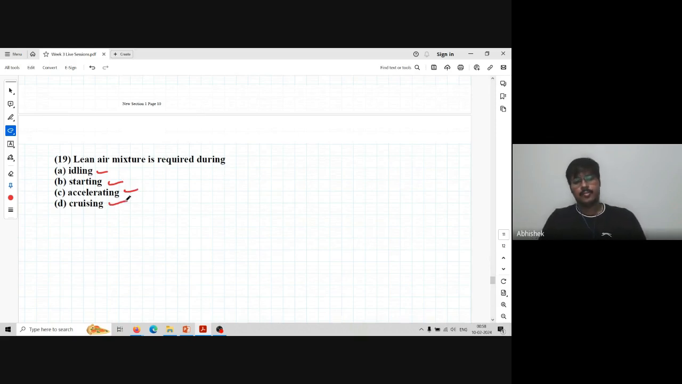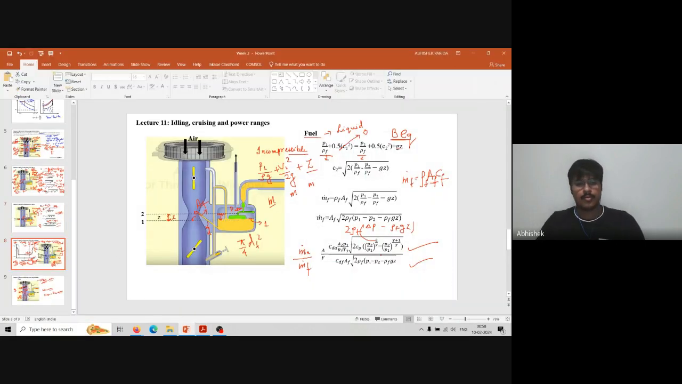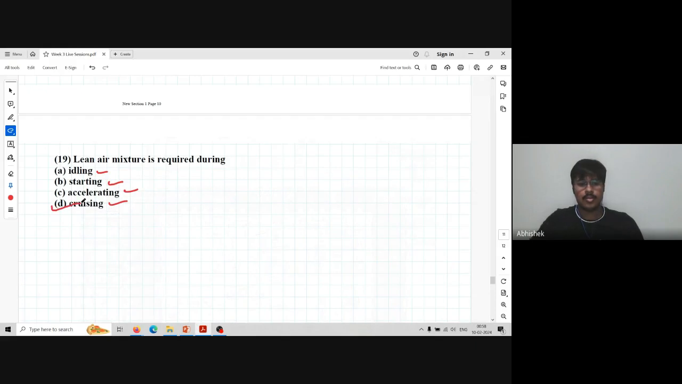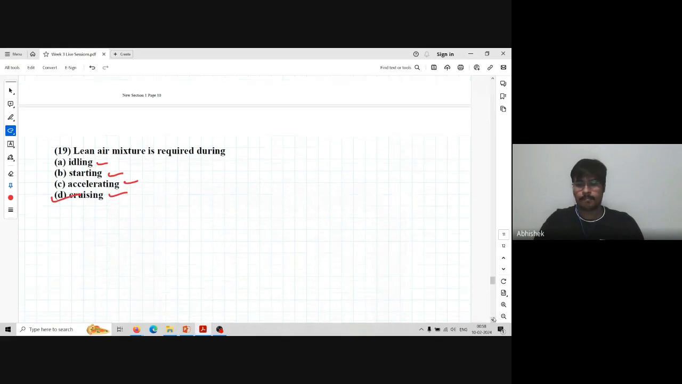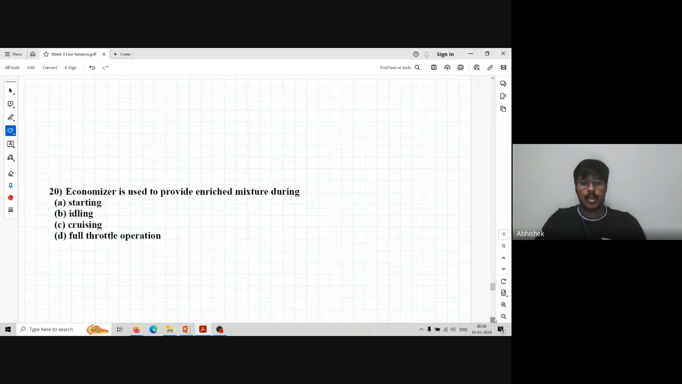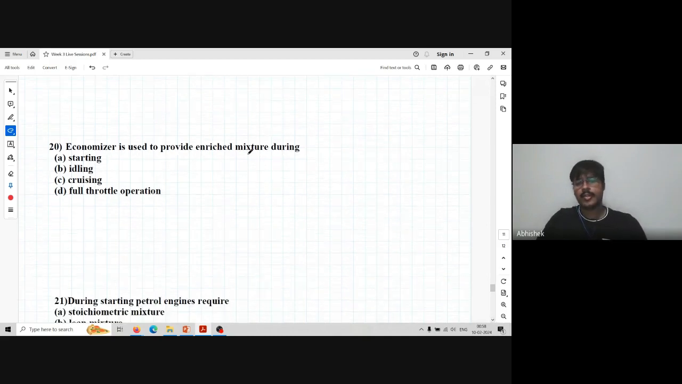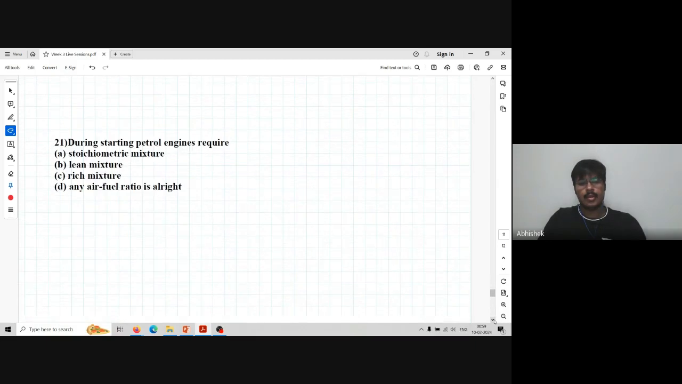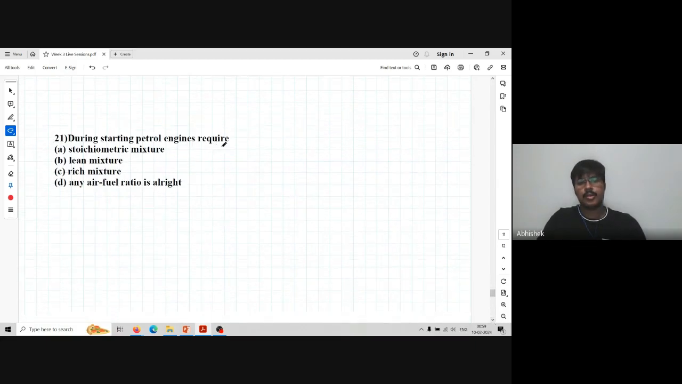Then, a lean air mixture is required during idling, starting, accelerating or cruising? Where is lean required? This one I already covered. From this, where lean is there, it is at cruising. The answer is cruising. The economizer is used to provide an enriched mixture during full throttle operation. Full throttle operation.